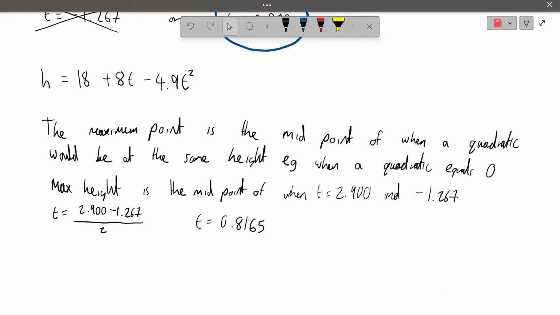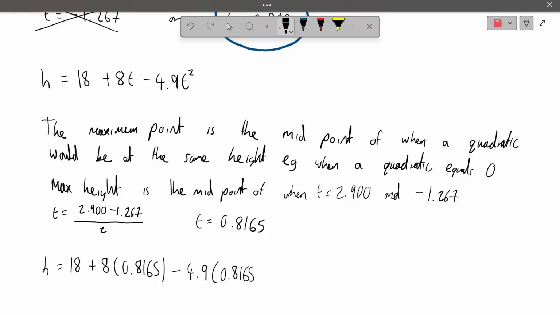We then plug that back into our h value. So our h is 18 plus 8 lots of 0.8165 minus 4.9 lots of 0.8165 squared, which equals 21.27 meters.